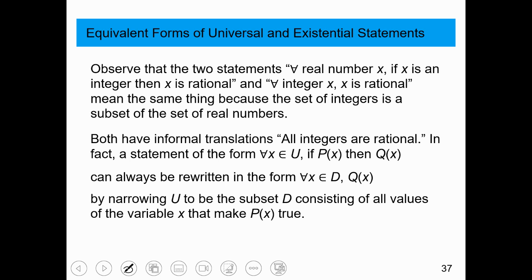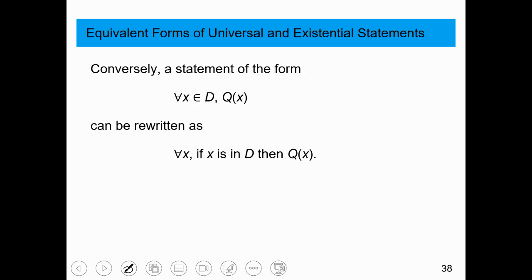Both have informal translations. Okay, so in fact, a statement of the form, just like this, can always be written in this way. So we can simplify this by narrowing the universal set to be the subset D consisting of all values of the variable x that make P of x true. We can simplify our statement. Conversely, a statement of this form can also be written in the other form.